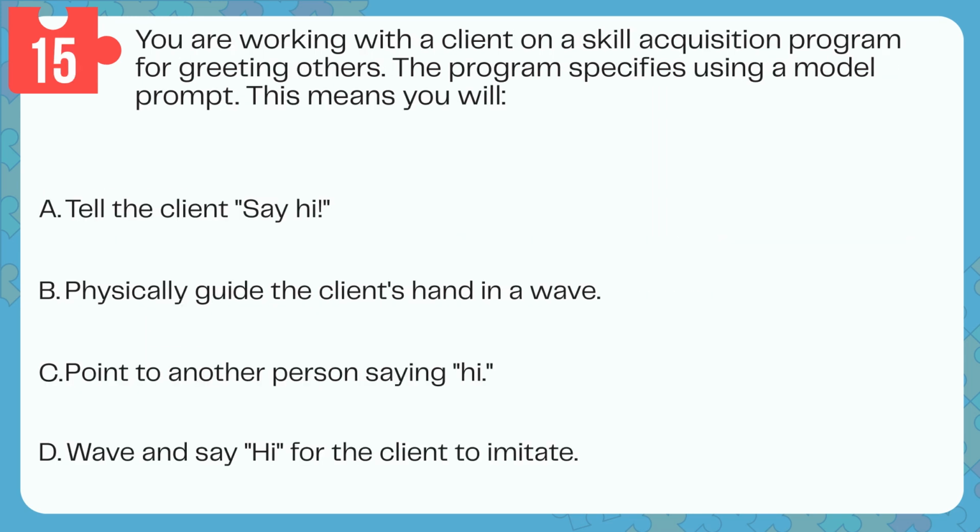Question 15. You are working with a client on a skill acquisition program for greeting others. The program specifies using a model prompt. This means you will A. Tell the client, say hi. B. Physically guide the client's hand in a wave. C. Point to another person saying hi. D. Wave and say hi for the client to imitate.